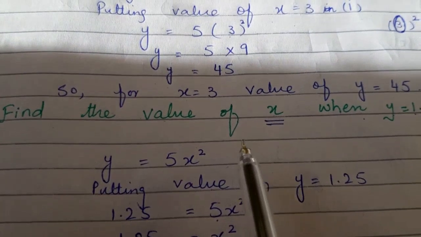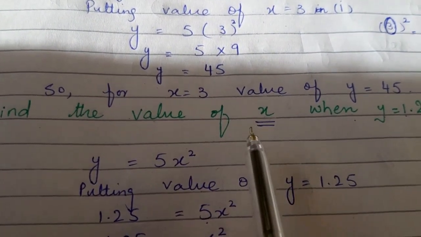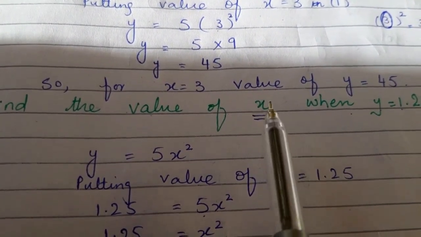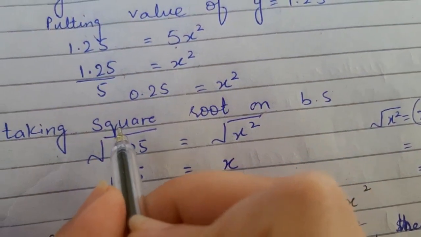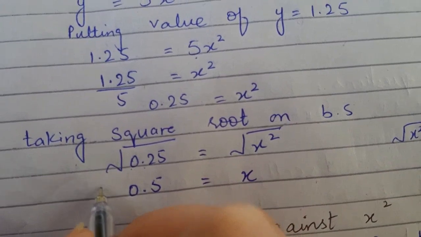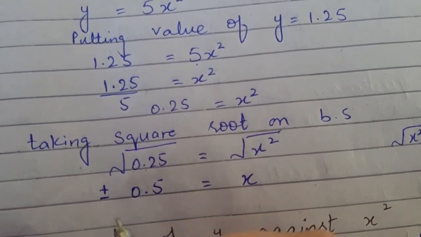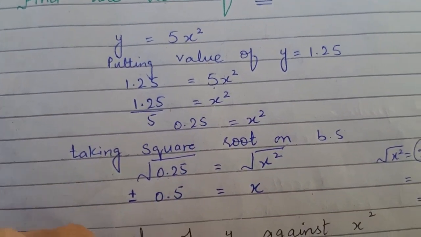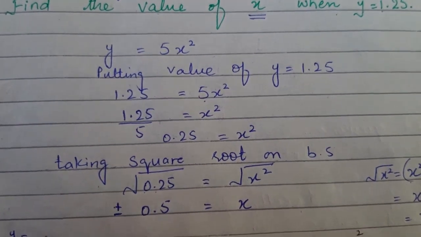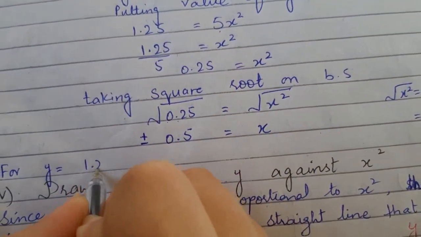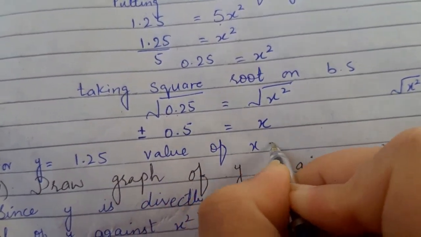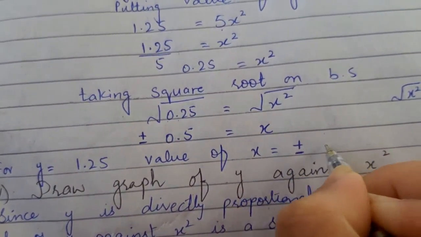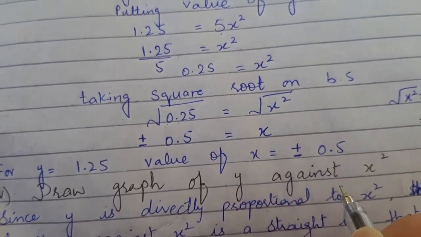As here it is not mentioned whether we have to find the positive value of x or the negative value of x, when you remove the square root symbol, you will get positive and negative. It means for y equal to 1.25, the value of x is equal to positive and negative 0.5.